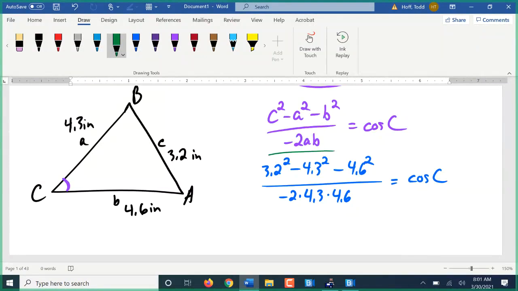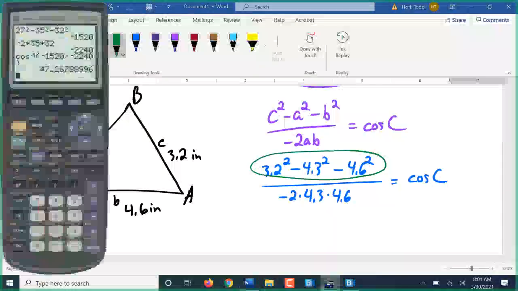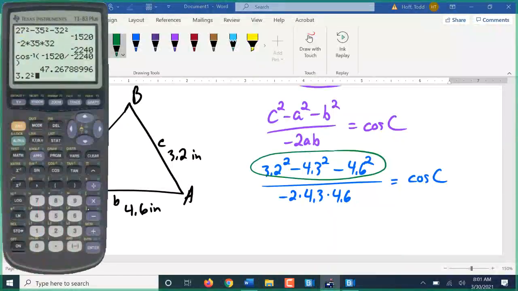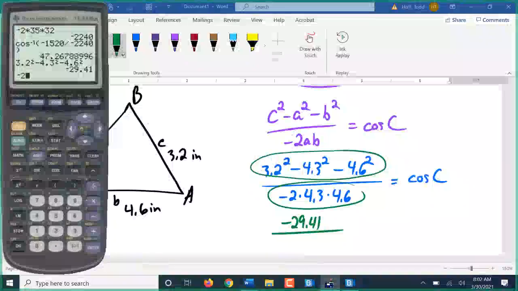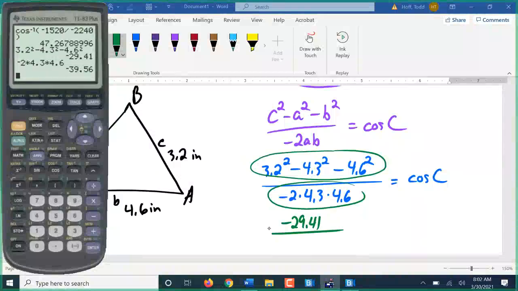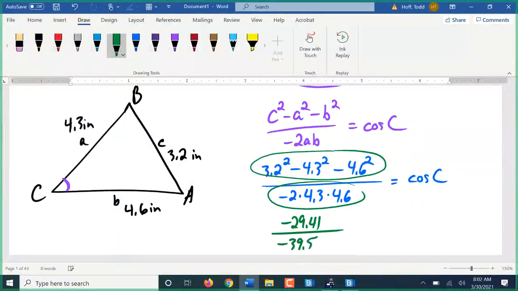Again, I'm going to do everything on top first. 3.2 squared minus 4.3 squared minus 4.6 squared. Negative 29.41. I'm going to do everything on bottom. Negative 2 times 4.3 times 4.6. Give us a negative 39.56. Equals the cosine of C.